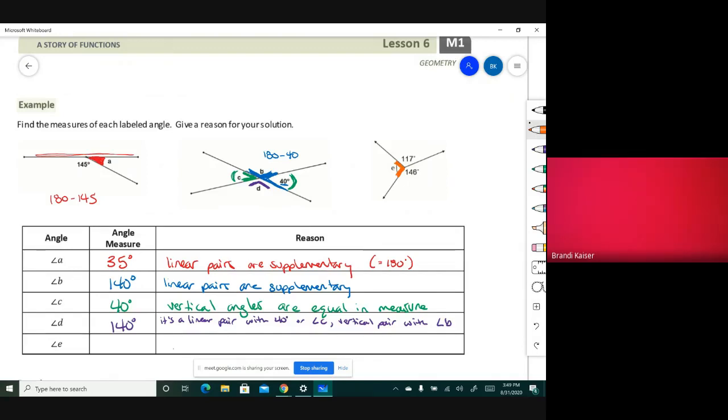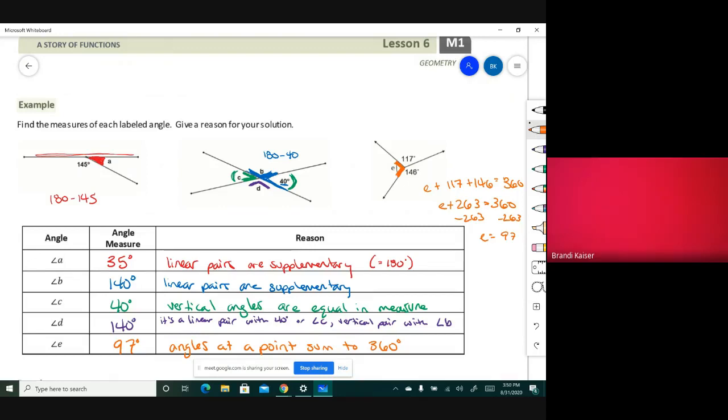And so I would say angles at a point sum to 360, which just means they add up to 360. Okay, so I know that E plus 117 plus 146 should equal 360. If I add 117 and 146, that should equal 263. So E plus 263 equals 360. Subtract 263 from both sides. Which means E would have to equal 97 degrees.